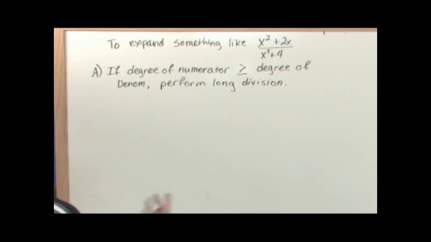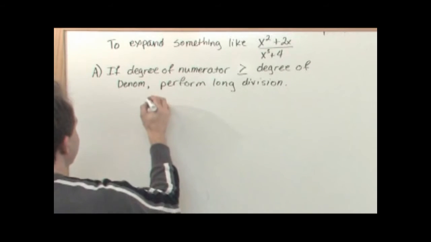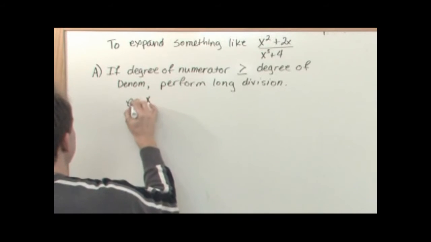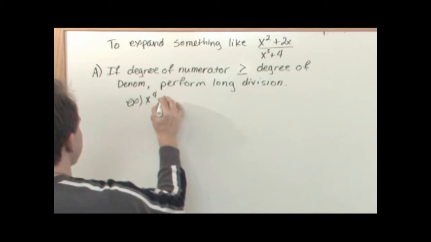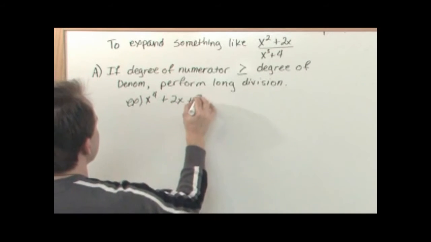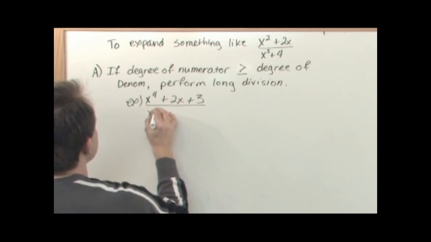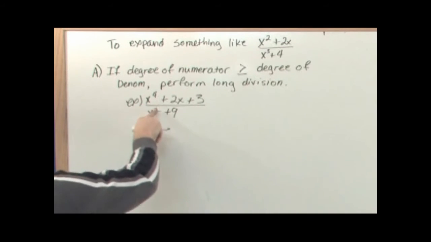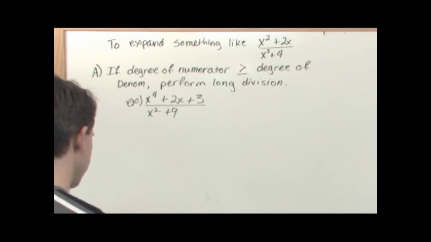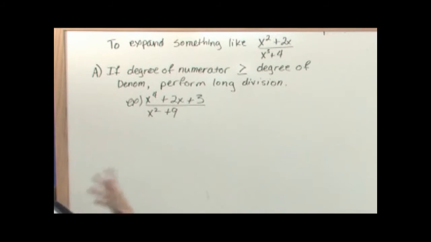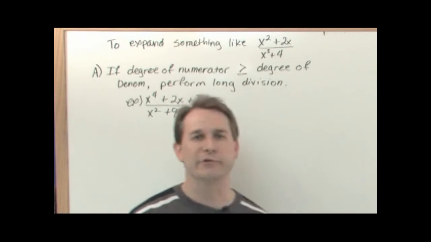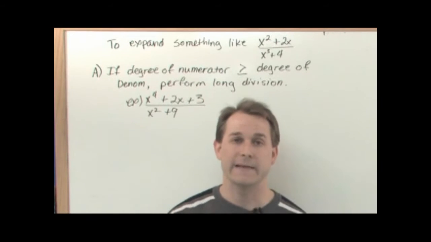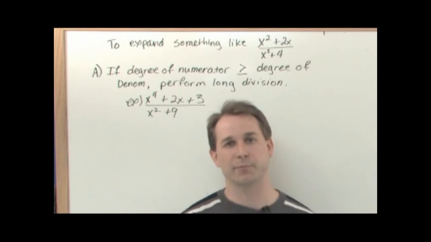Okay, so basically an example of that would be if inside your integral you had something like x to the fourth plus 2x plus 3 over x squared plus 9. That would be an example where the degree of the numerator is greater than or equal to the degree of the denominator. In that case, you want to do long division, and what you're trying to do here is basically when you do your partial fractions expansion, you always want the degree of the numerator to be less than the degree of the denominator. That's just the way the procedure works.